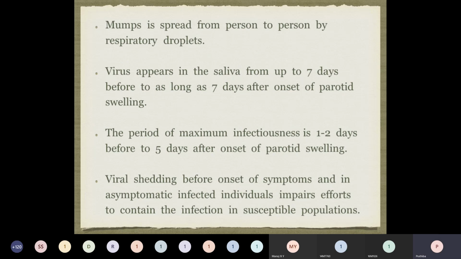Mumps is usually spread from one person to another by respiratory droplets. The virus appears in the saliva from up to 7 days before to as long as 7 days after the onset of parotid swelling. The period of maximum infectiousness is 1 to 2 days before and 5 days after the onset of parotid swelling. Therefore, viral shedding before the onset of symptoms, and in asymptomatic infected individuals, impairs efforts to contain the infection in susceptible populations.